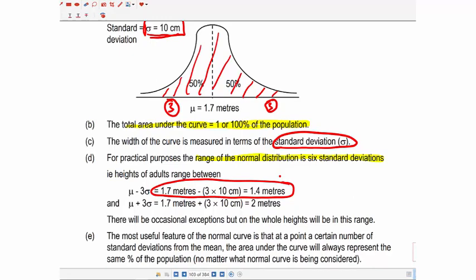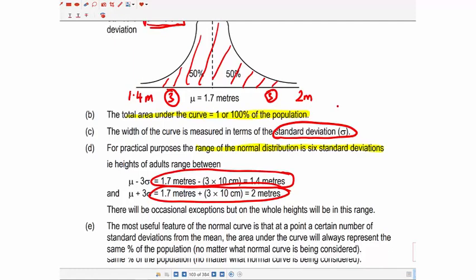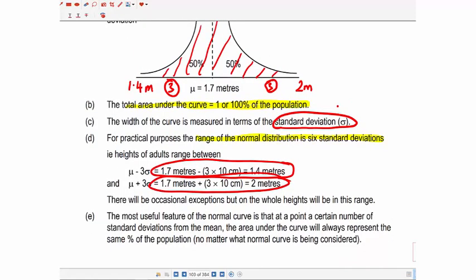So we'll take the average or the mean of 1.7 and we will deduct 3 standard deviations. So 3 times 10 centimetres to get us down to 1.4 metres. So at one end of the curve, we can say that our lowest height is 1.4 metres. At the other end of the curve, we will add on 3 standard deviations and therefore our highest height is 2 metres.